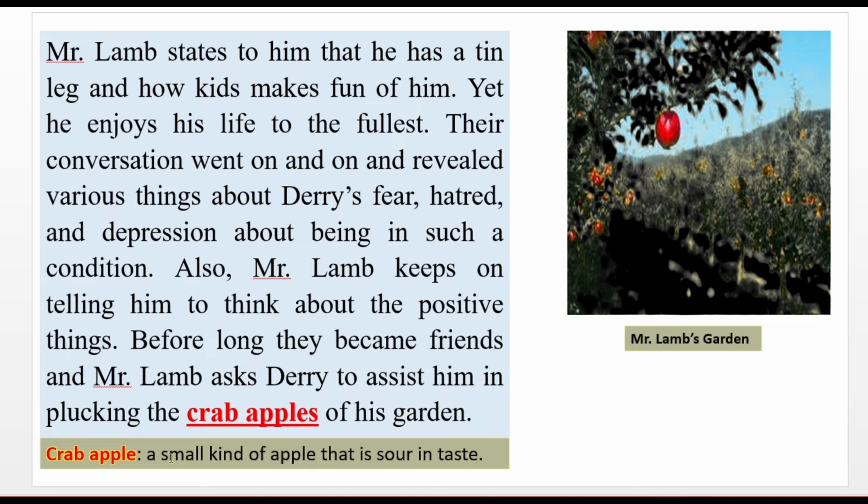As we know, there were crab apples in the garden of Mr. Lamb, and when they finally became friends, Mr. Lamb asked Mr. Derry to help him in plucking the crab apples from his garden because he's having what? He's having only one leg. One is a thin leg, so that may not help Mr. Lamb to climb up the apple tree and pluck them. And that was the reason he asked Mr. Derry to assist him in plucking the crab apples from his garden. So crab apples, as I said, are a small kind of apple that is sour in taste.